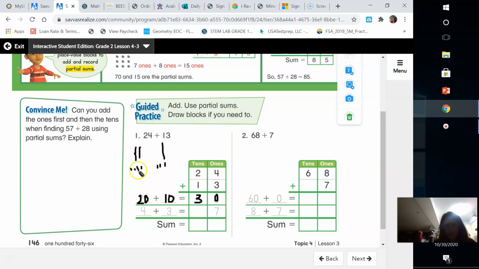Now they took the 4 ones right here, and the 3 ones right here, added them together. 4 plus 3 is 7. And notice it's over here in the ones column, folks. Don't put your ones in the wrong place and put them in the tens. Ones go in the ones. All right, now we have 30 plus 7. 0 plus 7 is 7. 3 plus 0 is 3. I'm going to let you do this one because it's kind of there for you.